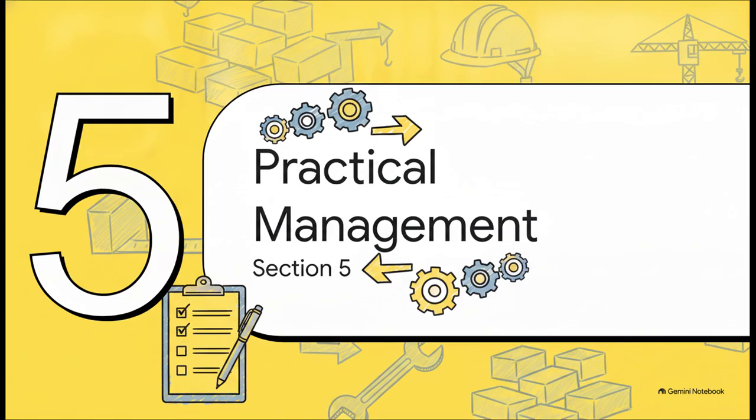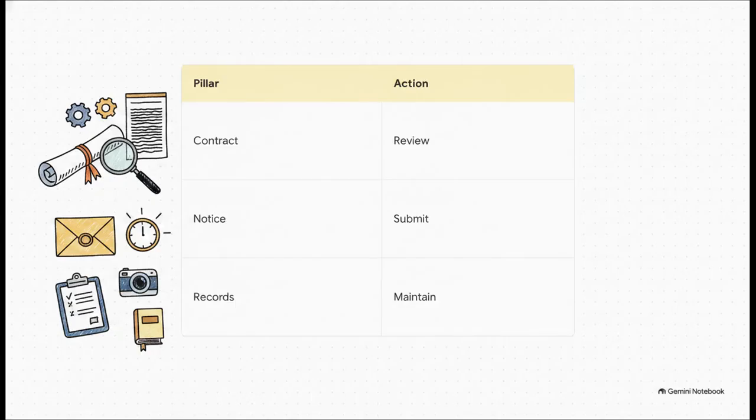Finally, we've reached Section 5, practical claims management. Okay, so theory really only gets you so far. To actually win a claim out there in the real world, you absolutely must master these 3 pillars. First, the contract. You have to know your provisions for entitlement inside and out. Second, notice. If you miss your submission window, you might literally forfeit your rights entirely. And third, contemporaneous records. Your daily reports, site photos, and meeting minutes, those are absolutely your best defense.